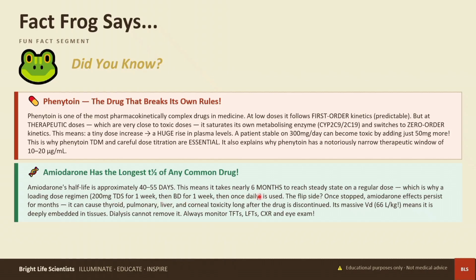And the flip side, once amiodarone is stopped, its effect persists for months. It can cause thyroid, pulmonary, liver, and corneal toxicity long after discontinuation. Its massive volume of distribution, 66 liters per kilogram, means it is deeply embedded in tissues. Dialysis cannot remove it. Always monitor TFTs, thyroid function tests, LFTs, chest x-rays, and eye exams in patients on amiodarone.